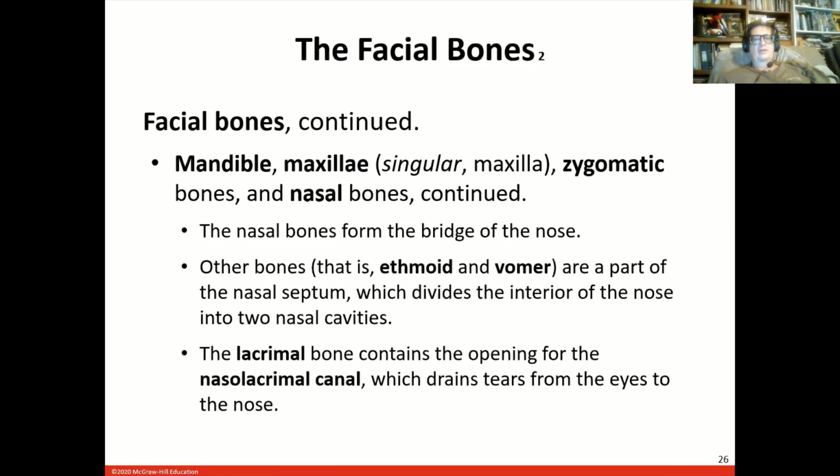Anyway, the lacrimal bone contains openings for the nasolacrimal canal, which drains tears from the eyes to the nose. We talked about that. I stopped and looked it up to show you. I probably should have just continued because it says it right here. But anyway, you got to see the pretty pictures and we got to talk about it.